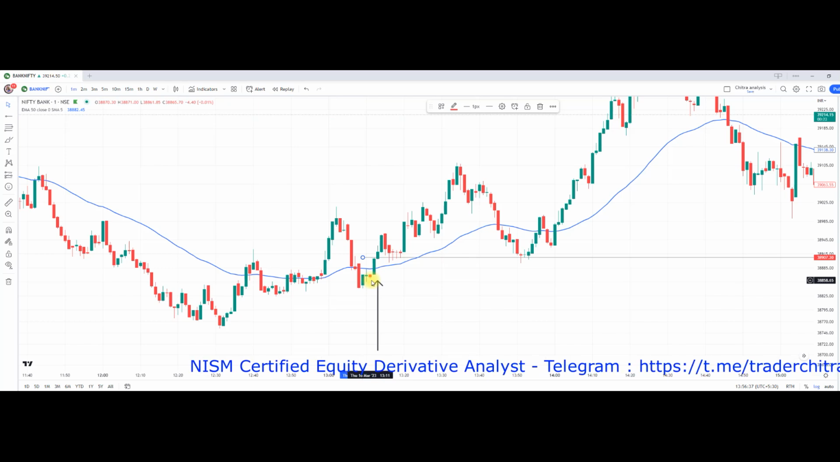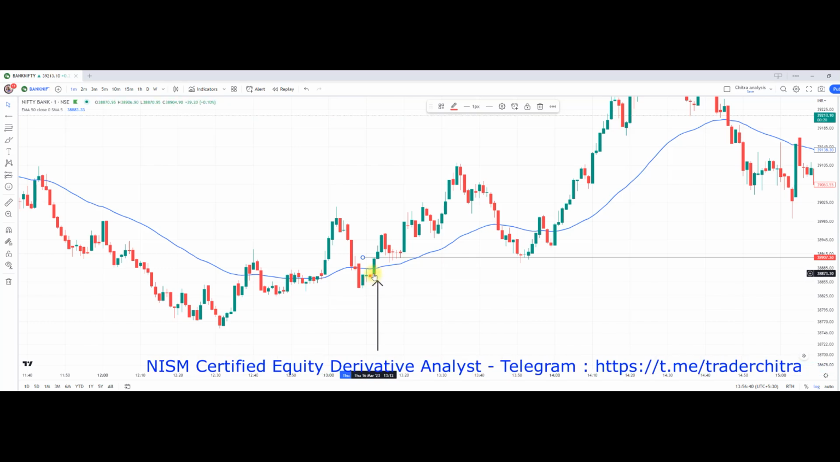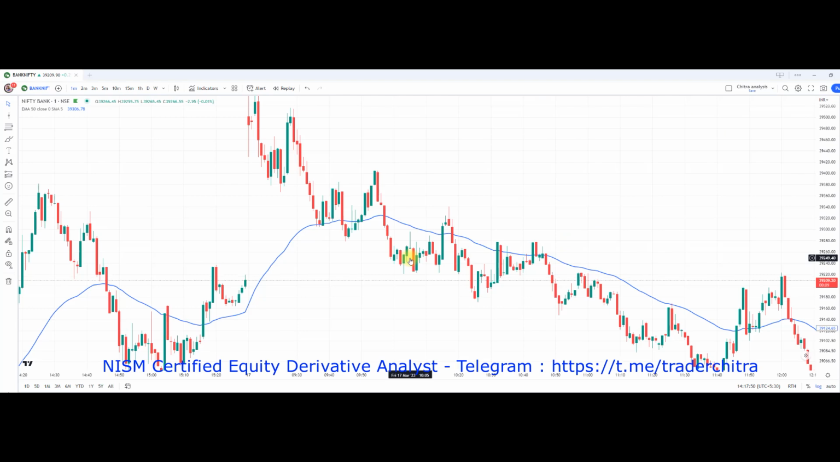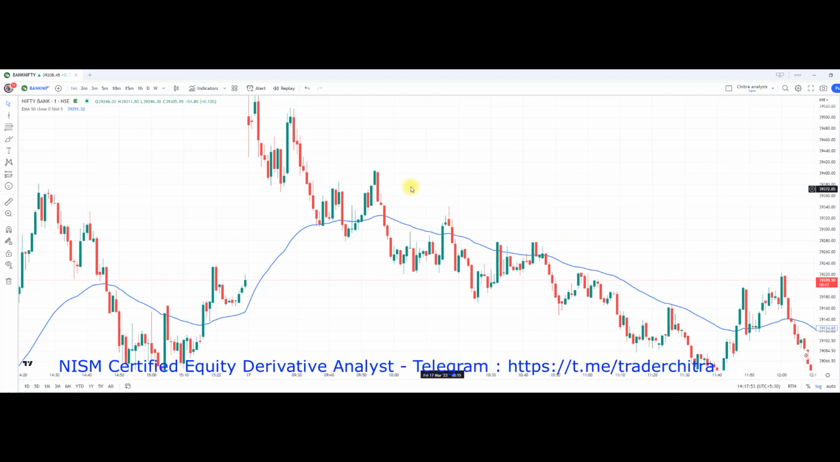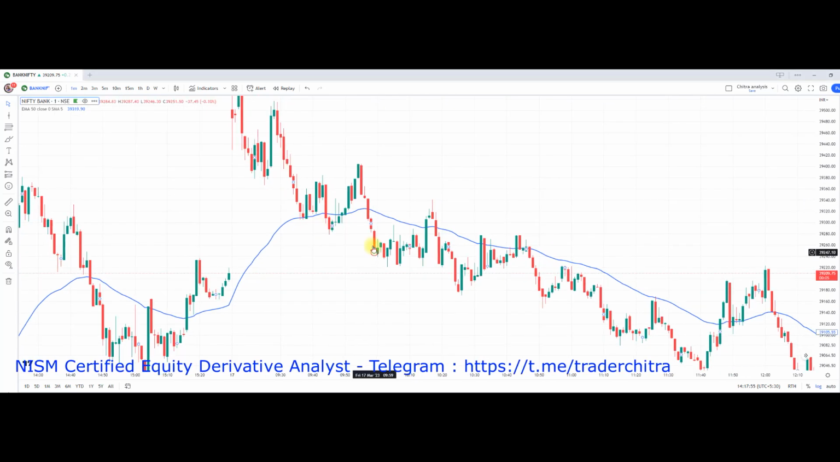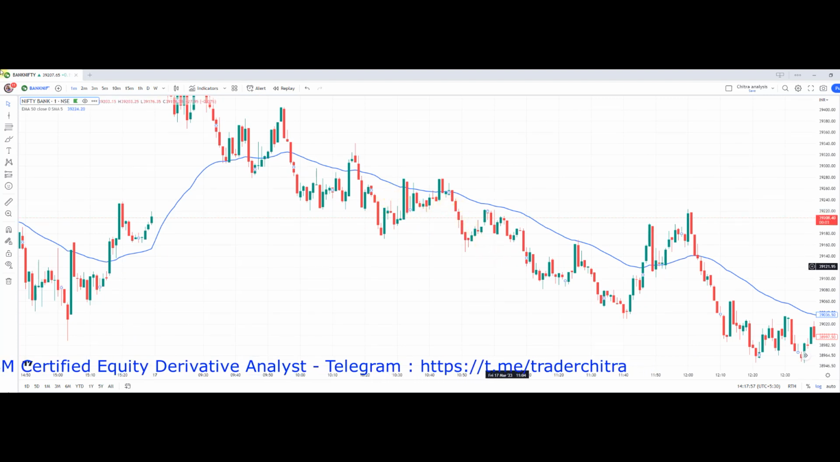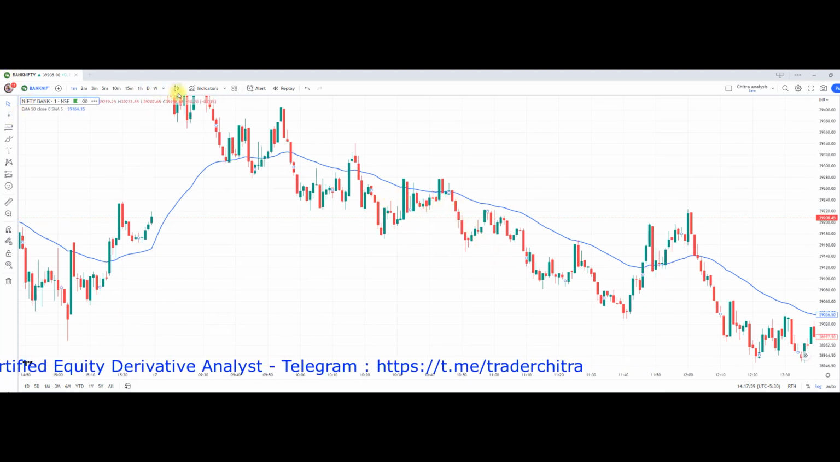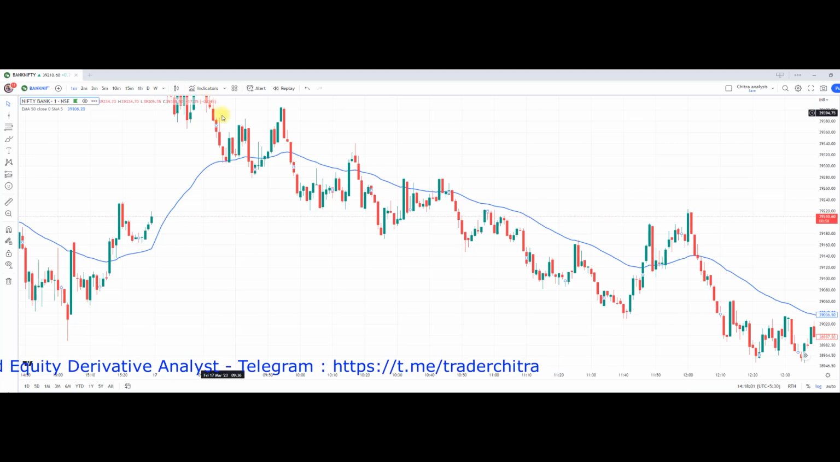You can do the same in 3 minutes also. I will show you how to enter the 3 minutes trade also. If the price is above 50 EMA, the trend is bullish, and if the price is below 50 EMA, the trend will be bearish. Okay, so in order to enter into the trade, we need one more confirmation.